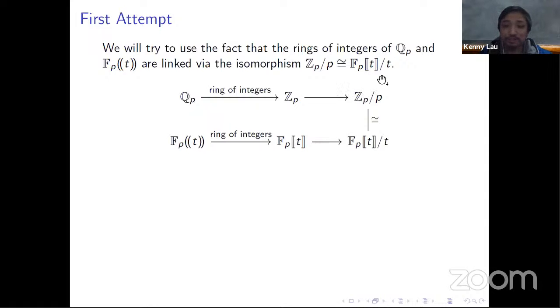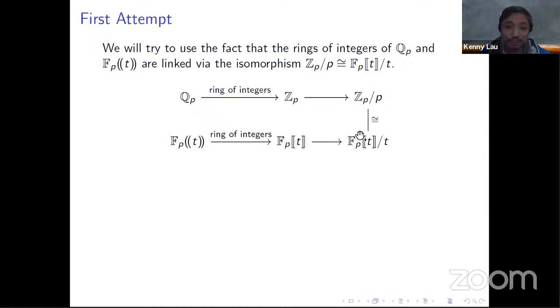This will typically not be a field. It will just be a ring. But this is how we can move from extensions of Q_p to extensions of F_p, given that if it's finite, there's a theorem that the norm can be uniquely extended to the extension. So the ring of integers is still defined. And given the extension of F_p((t)), we can do the same thing to obtain an extension of F_p, because this is also F_p.